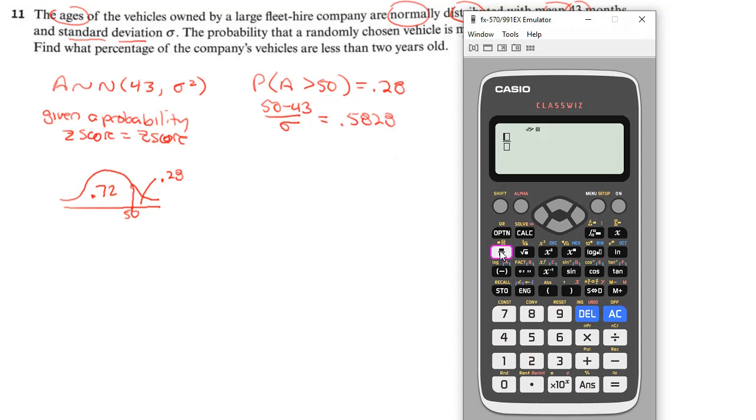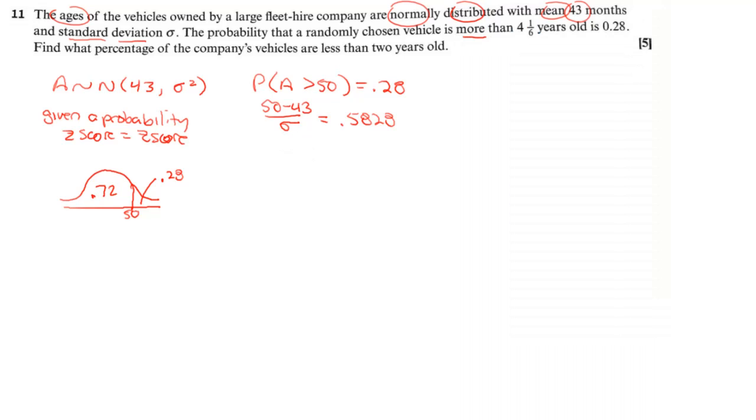I'm going to try using 4 digits in this problem. Anyway, if I've got to figure out the variance, I'm going to start with the standard deviation. 50 minus 43 is equal to 7. 7 over x equals 0.5828. That should equal 12.011, the standard deviation.